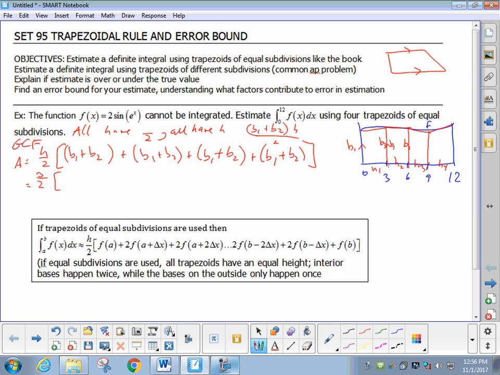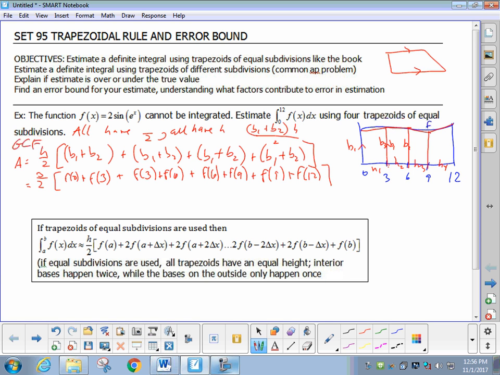Base 1 is the function at 0. And base 2 of the first trapezoid is the function at 3. Next trapezoid: bases are f at 3 and 6. The third trapezoid: bases are f at 6 and 9. The last trapezoid: f at 9 and 12.